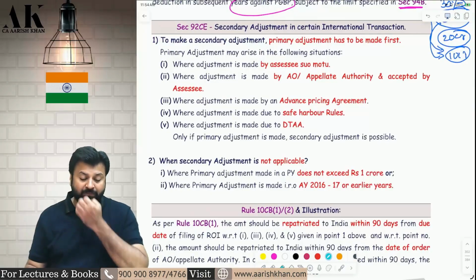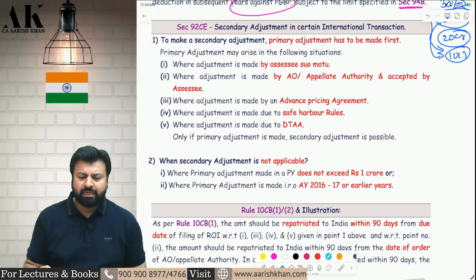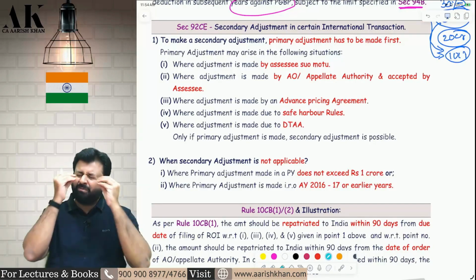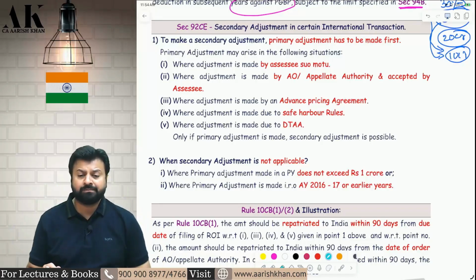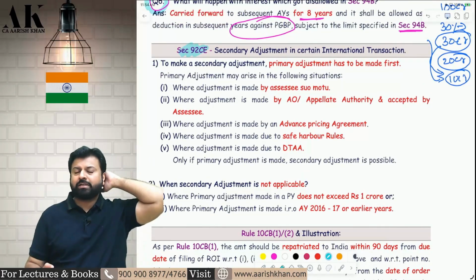Now let's go ahead to the next one, which is again a very, very important provision for CA Final students. This one and the previous one, 94B or 92C, one of them in most of the cases is always asked in examination. That is secondary adjustment. Sir, what is secondary adjustment? For that, you need to understand what is primary adjustment.